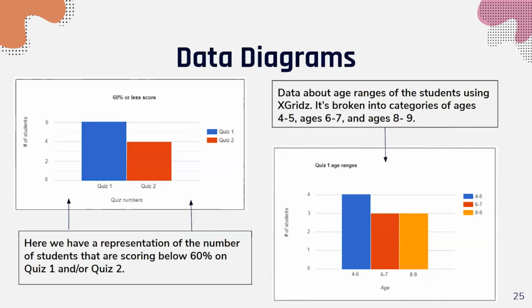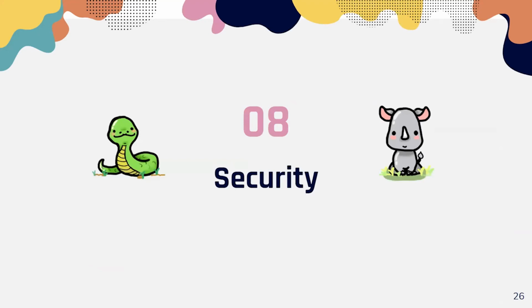So with the database, we now have access to data analytics. And here we have two representations of how data could be visualized. The first one is a representation of the number of students that are scoring below 60% on any given quiz, quiz 1 and or quiz 2. And the second one includes data about the age ranges of the students using XGridZ, and it's broken into categories of different age intervals. I'm going to cover security next.